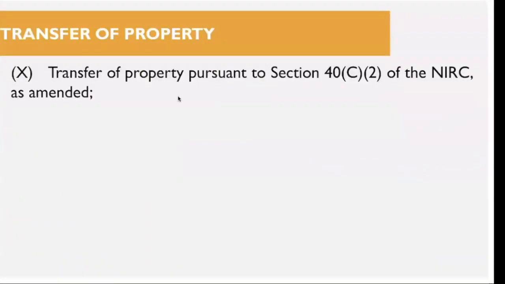Next, transfer of property. Letter X. Transfer of property pursuant to Section 40, Paragraph C, subparagraph 2 of the NIRC as amended. So what is this transfer of property? Do you still remember your different ordinary gains or losses? Okay. So under that ordinary gains or losses, we have there a provision under Section 40, Paragraph C, subparagraph 2.